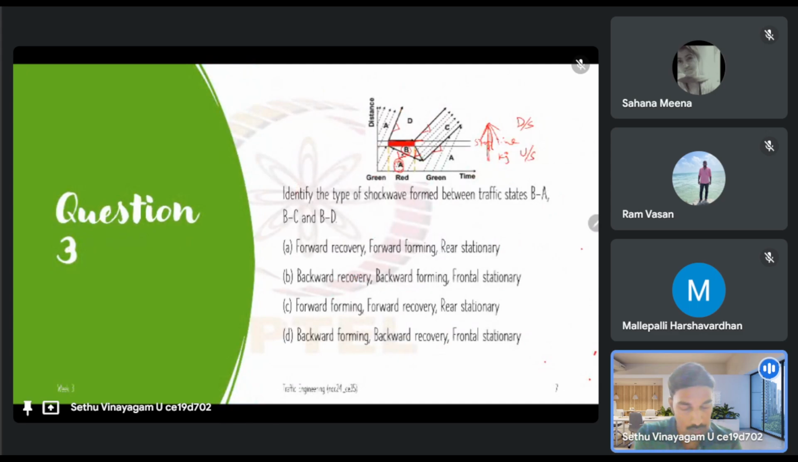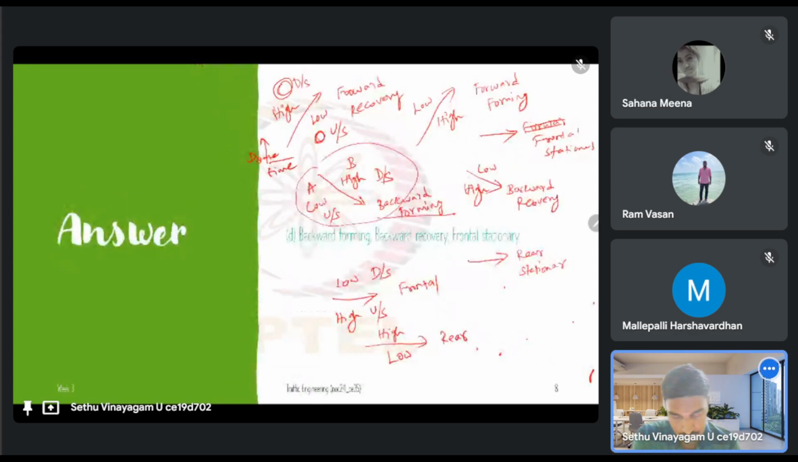If you are looking at B and C, again we know B is a high density, jam density, and C is a lower density, right? So this is B, this is traffic state C. B is a high density compared to traffic state C. So this is high and low. So it is a backward recovery shock wave.